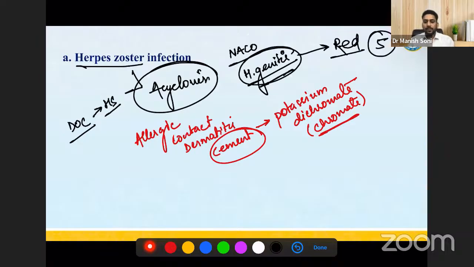So the acyclovir is the drug of choice. Somebody is asking what is the treatment for dermatitis. So dermatitis is treated depending on the severity. If it is mild, you can treat with topical steroids.